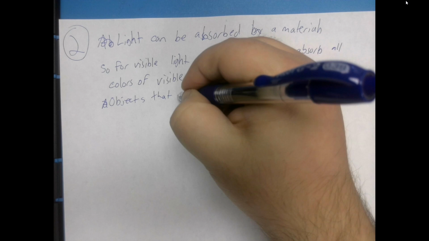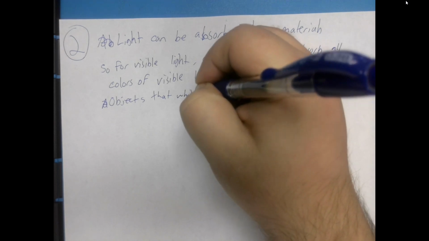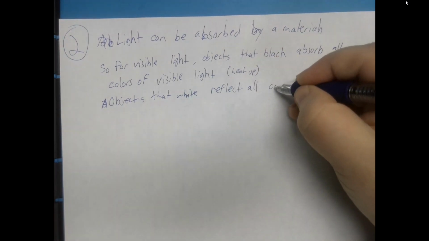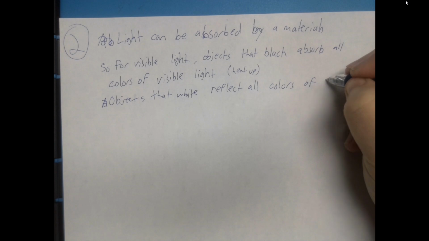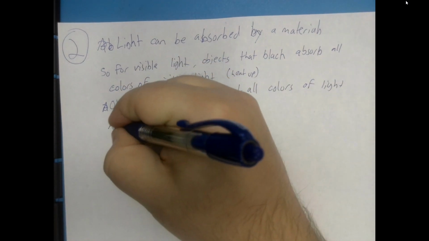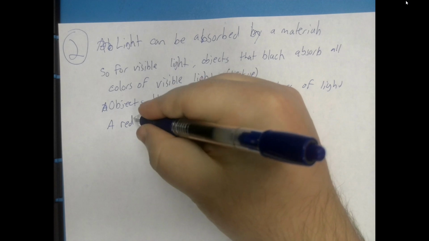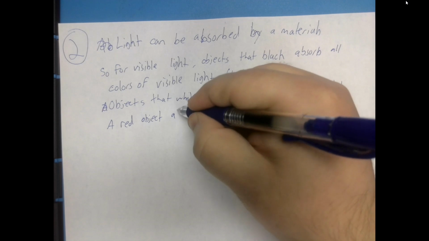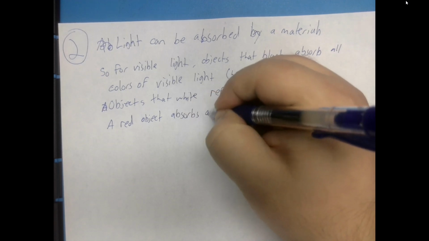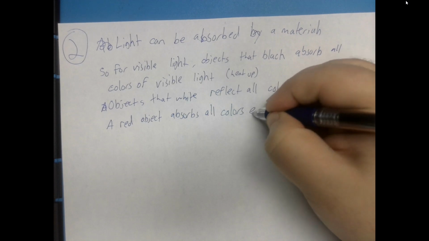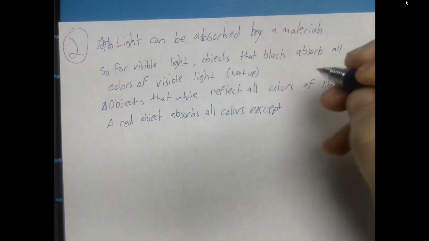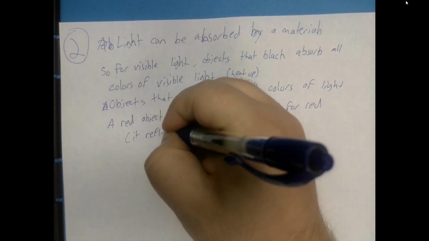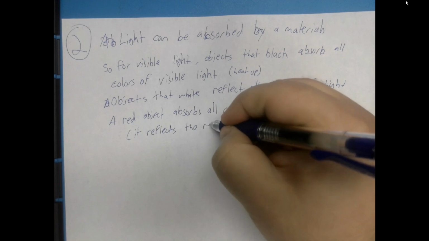Objects that are white reflect all colors of light. A red object absorbs all colors except for red. It reflects the red colors back to you.